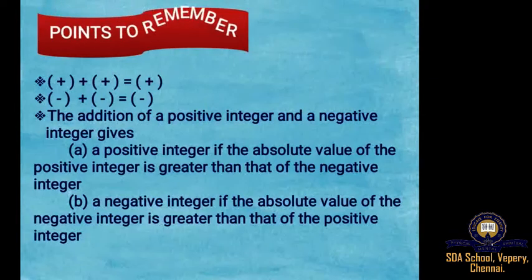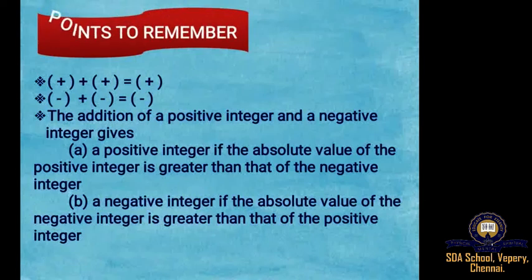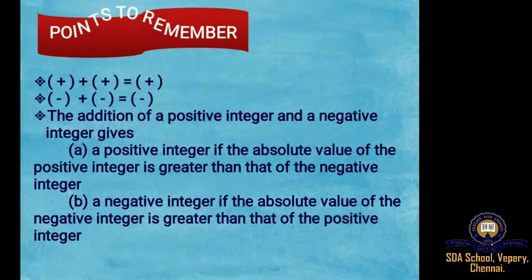Points to remember: plus times plus will give you the symbol plus, and minus times minus is equal to plus, while plus times minus is equal to minus. Then the addition of a positive integer and a negative integer gives a positive integer if the absolute value of the positive integer is greater than that of the negative integer, and a negative integer if the absolute value of the negative integer is greater than that of the positive integer. So these are the signs.